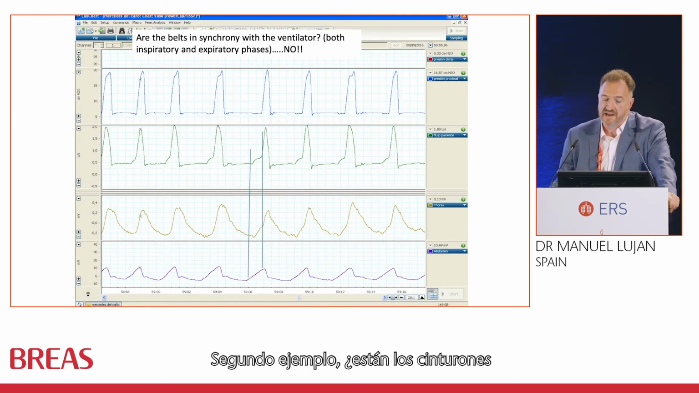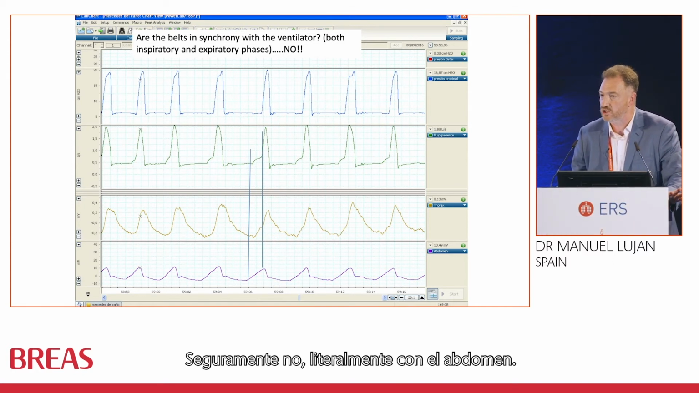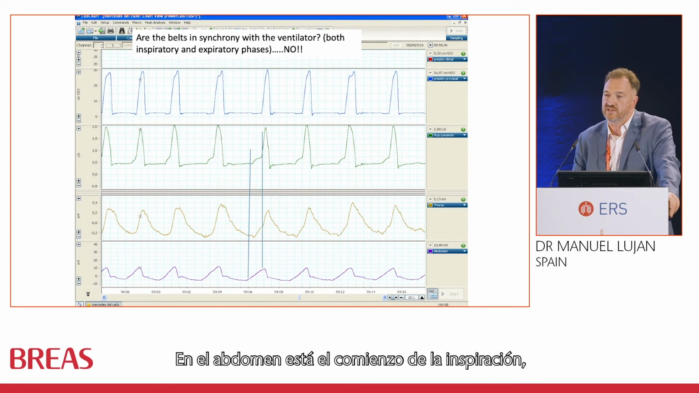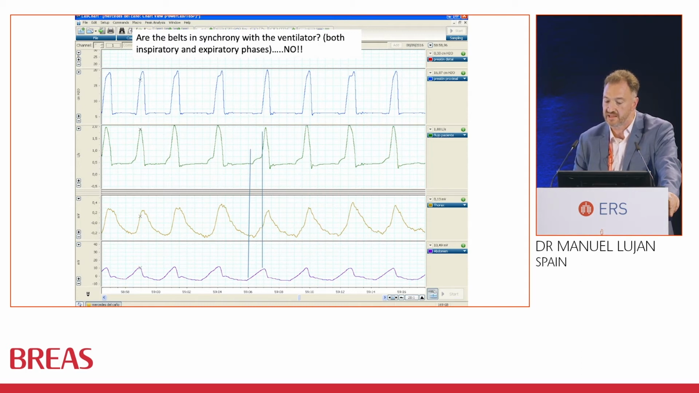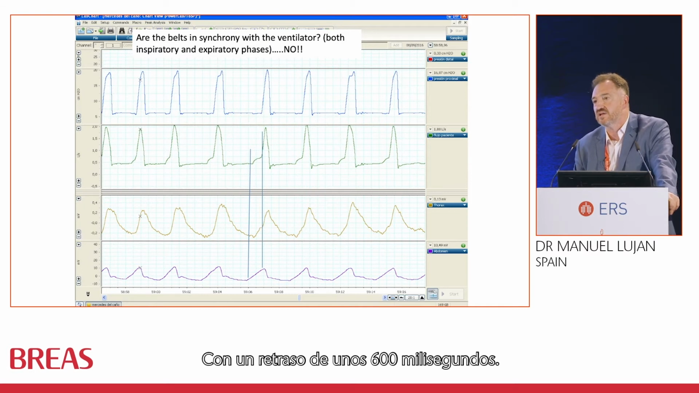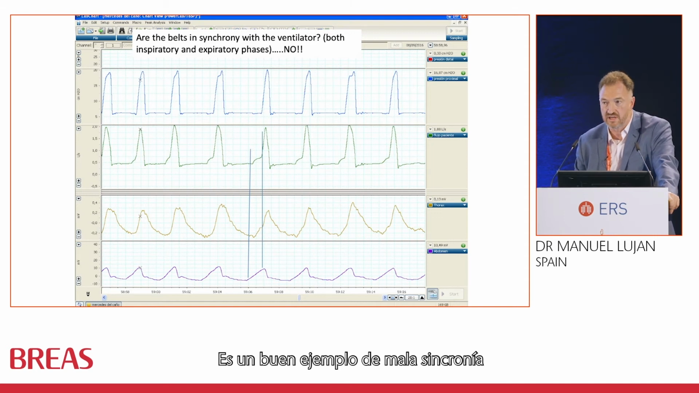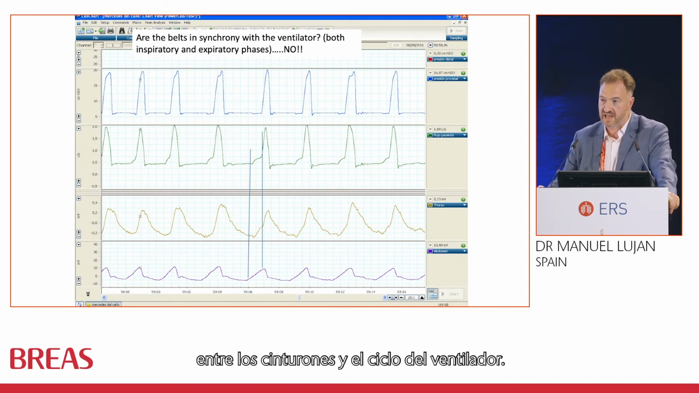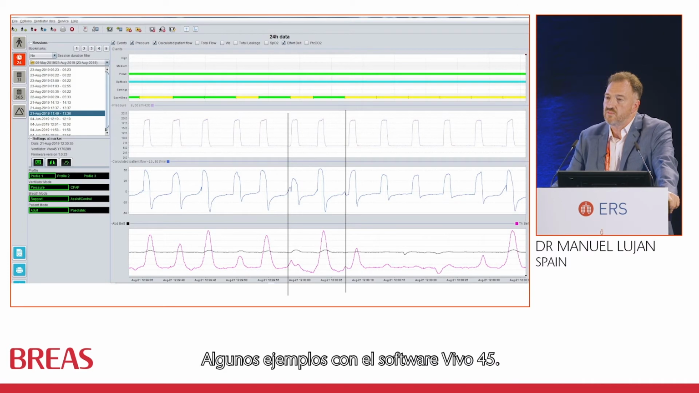Second example: are the belts in synchrony in this case with the ventilator? Probably not. Let's review it. In the abdomen, the onset of inspiration is clearly before the ventilator cycle, with a delay of around 600 milliseconds. This is a good example of bad synchrony between the belts and the cycles of the ventilator. Some examples with the Vivo 45 software.